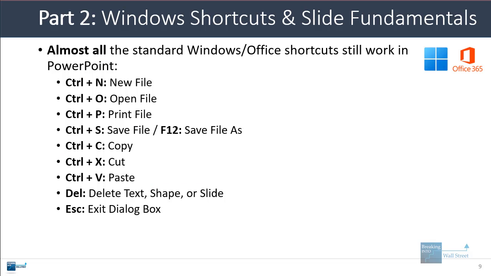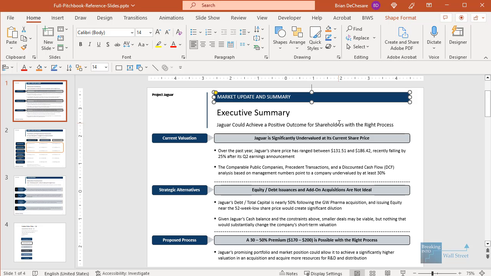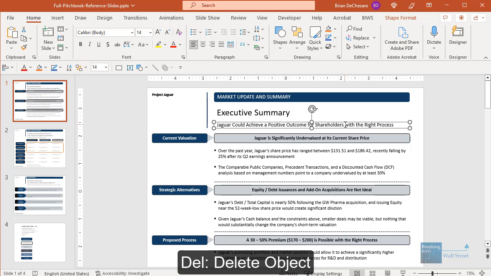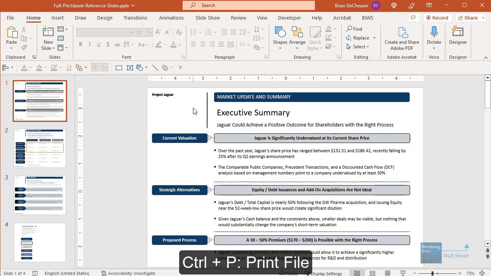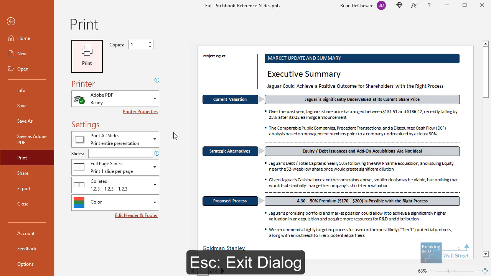And then the delete command deletes text, shapes, and slides, and then the escape command exits out of dialog boxes. So if I just want to delete something on this slide, I can just click it with the mouse and hit delete. And then if I go and I try to print the slides, but I change my mind, I can just press escape to get out of this.